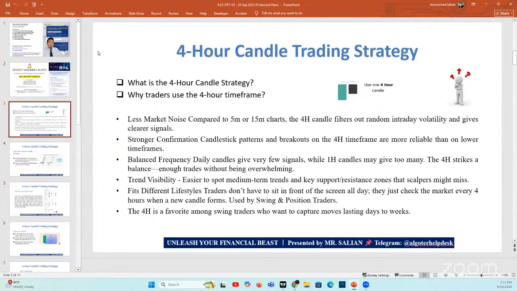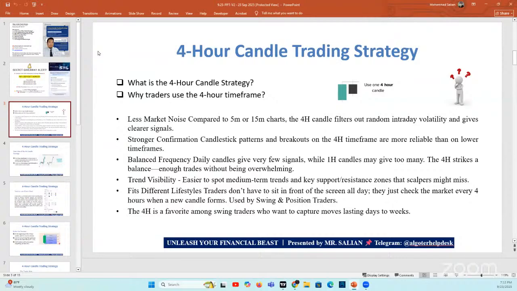Yeah, which is true. So in a day, you will have five 4-hour candles, right? So it also gives you the trend visibility, okay? Because it's in a higher time frame, so it's easier to spot medium-term trends and key support or resistance zones that scalpers might miss. Understood? I hope so.